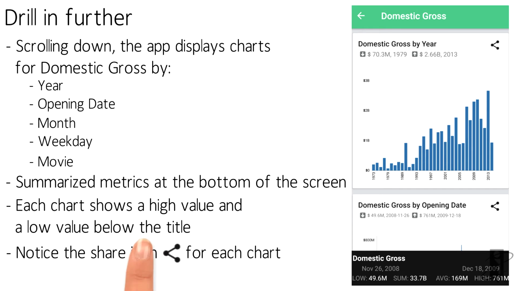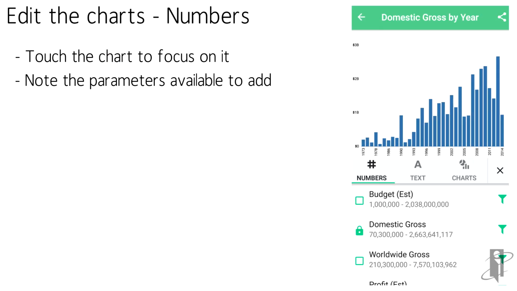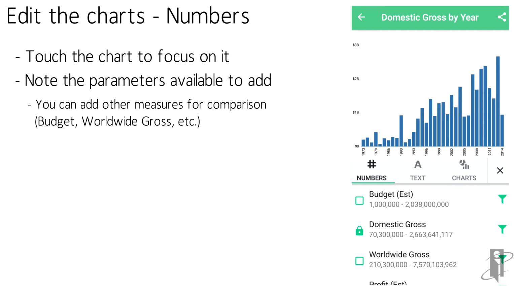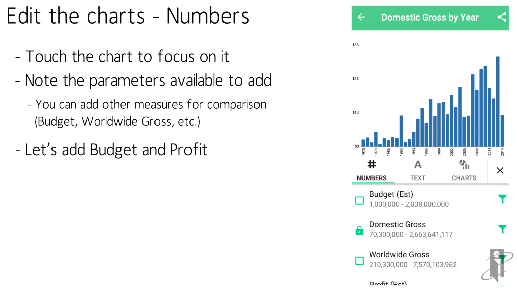If you want to share any of these charts, click on the share icon, and from there your share options will pop up, such as text, email, etc. Let's drill into the chart and look at what else we can do. When we touch the chart to focus on it, notice that the bottom changed, and now we can select numbers, which are currently showing, text, or charts. Below we see that domestic gross is locked since we focused on it, but we can also select budget, worldwide gross, or profit to compare alongside domestic gross. Let's add budget and profit and see how that looks.